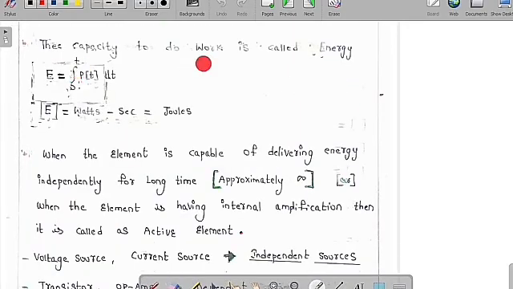The capacity to do work is called the energy. This is the definition of the energy. So energy is equal to integration from 0 to T of P of T into dt. The unit of power is watt and the unit of time is second. So if you multiply these two things, we are going to get a joule. So joule is equal to watt into second.